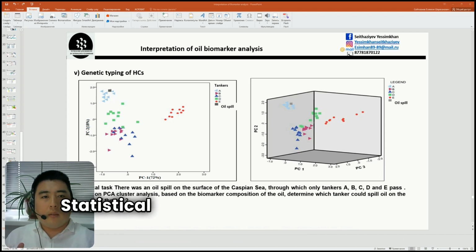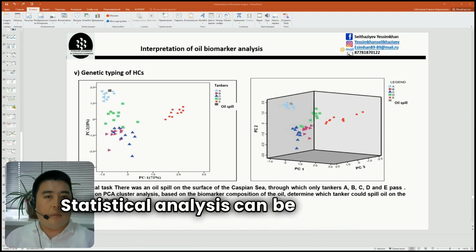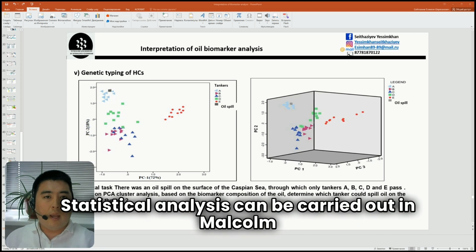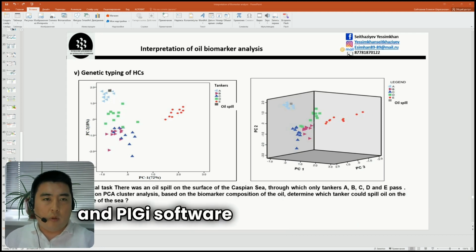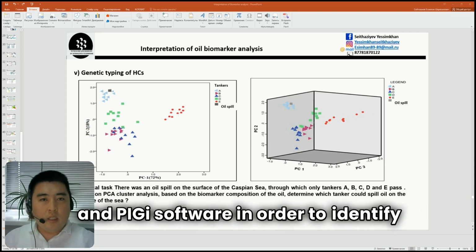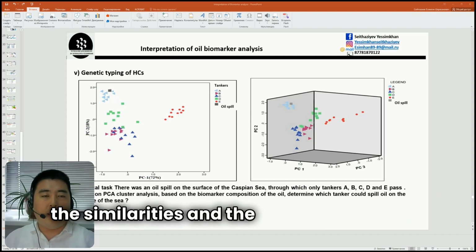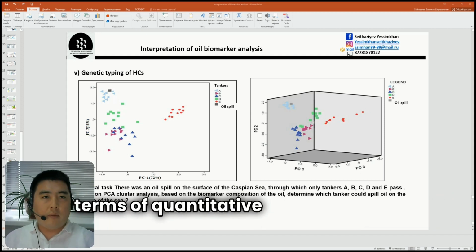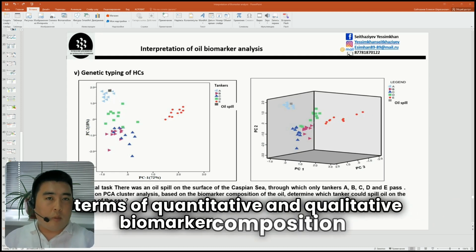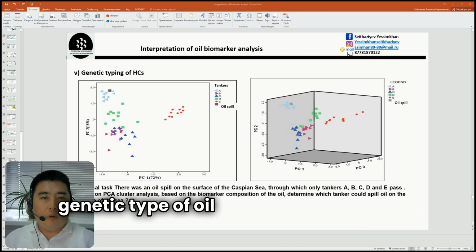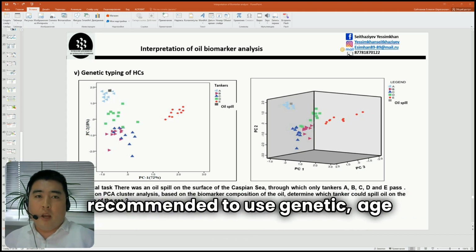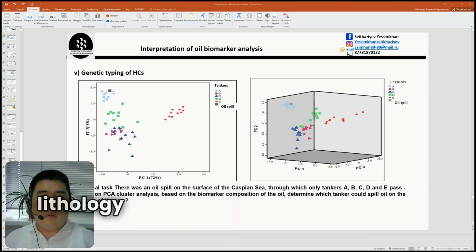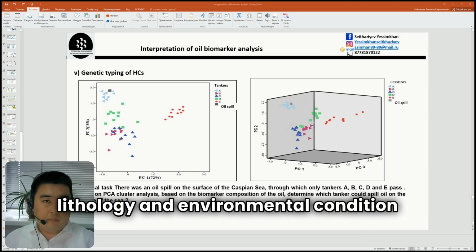Statistical analysis can be carried out in MRM and PIGI software in order to identify the similarities and the differences of oil in terms of quantitative and qualitative biomarker composition. For genetic typing of oil using cluster analysis, it is recommended to use genetic age parameters, parameters of lithology and environmental condition of organic matter.